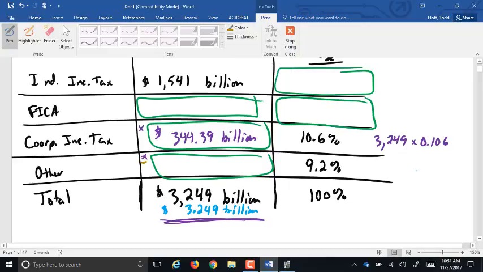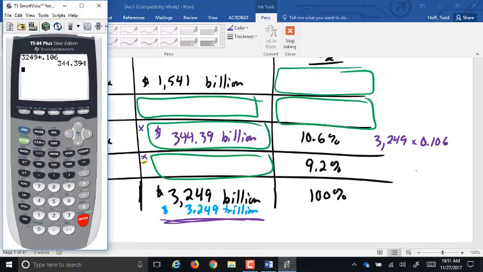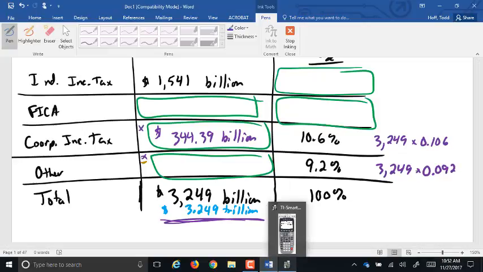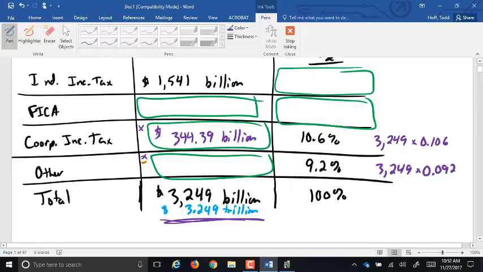So then we can do the same thing for other. What do we get for that one? Anybody get an answer for that one? So 3,249 times, what's the 9.2% going to be as a decimal? .092, there you go. And we multiply those out, we're going to get 298.91 billion.